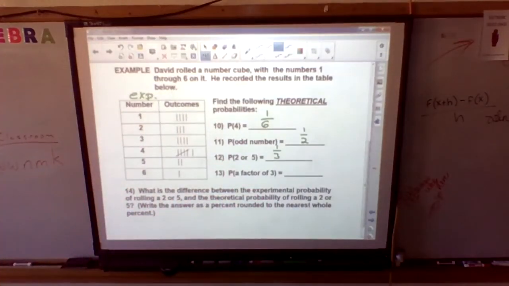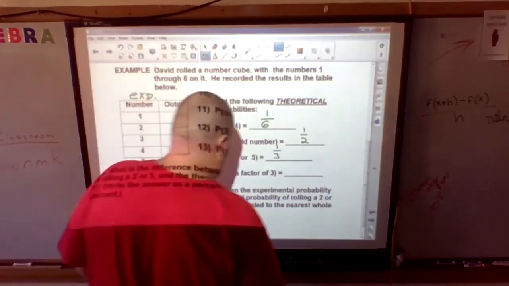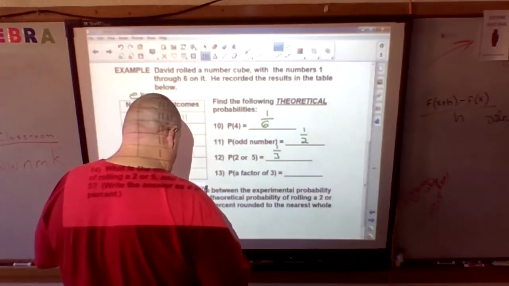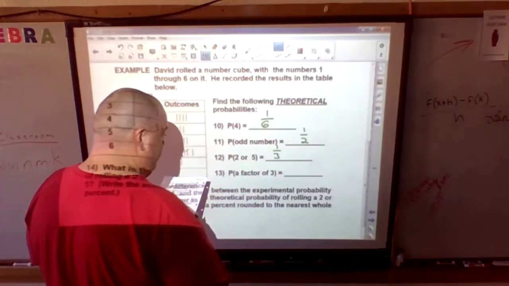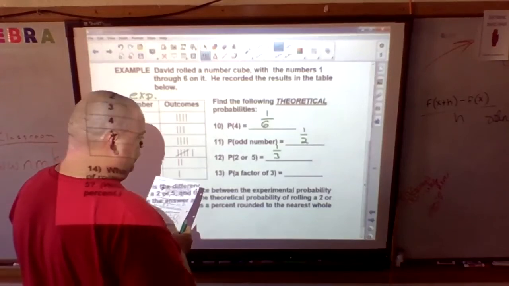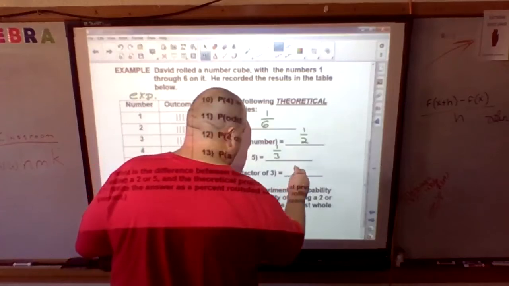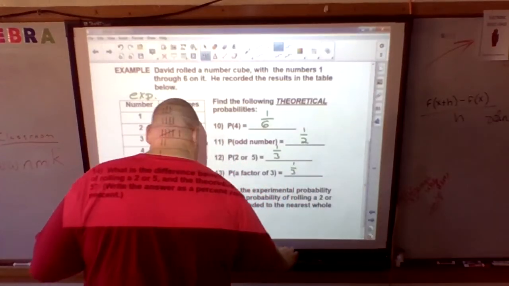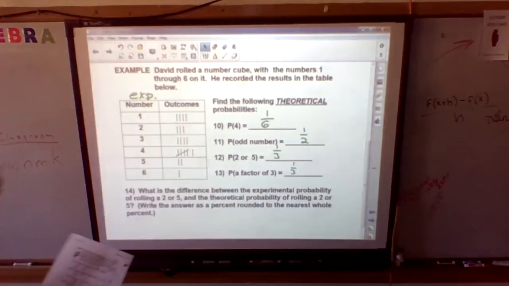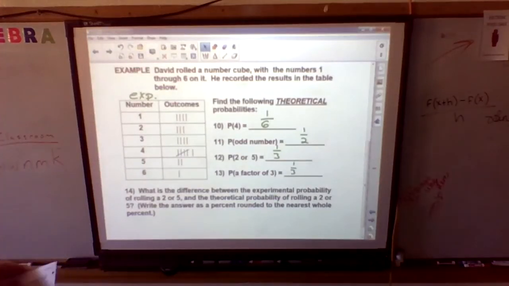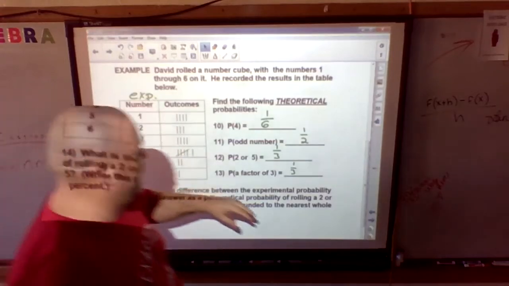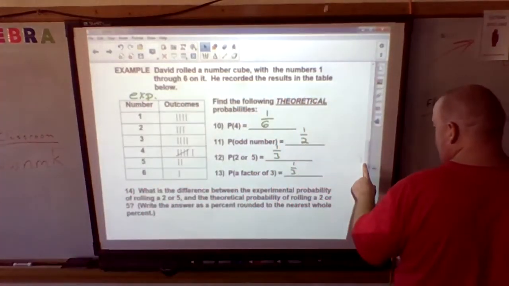And probability of getting a factor of 3, there is only one factor of 3. No, that's not necessarily true according to my key, but there's 2 factors of 3. 1's a factor of 3, and 3's a factor of 3, so it's 2 out of 6, which is also 1/3. Okay. So now on number 14, we are going to be using this table right here. So now we're going to get to that table.